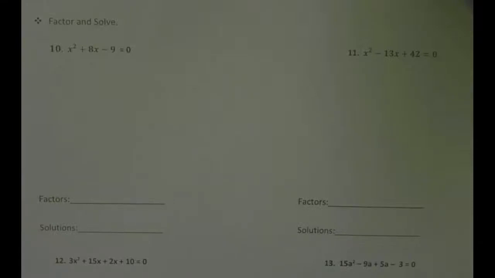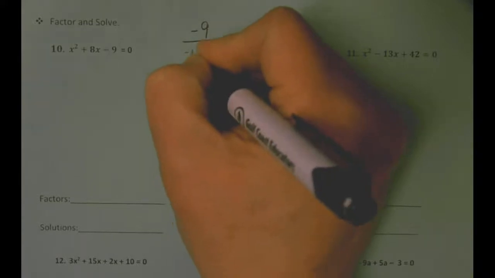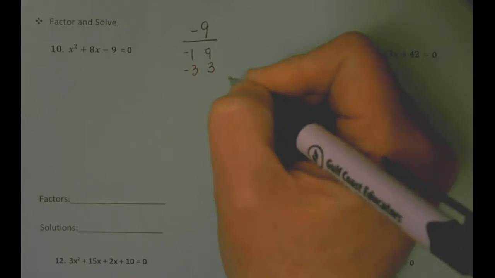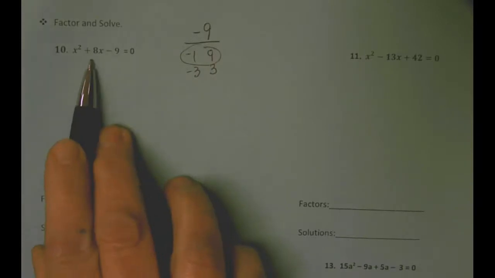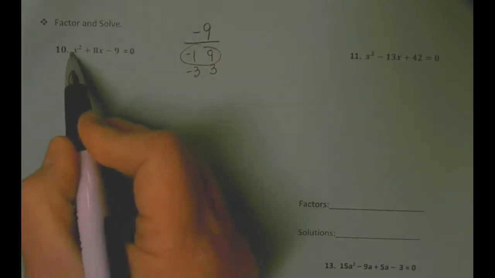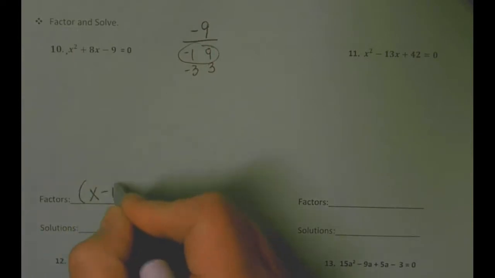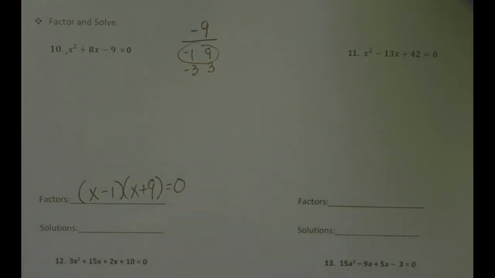Problem number 10 on part 2 of the fall final review. The factors of negative 9 are negative 1 and 9, negative 3 and 3, and this pair right here would add up to equal 8. Since this is 1, I can use my shortcut factoring. This would be x minus 1, x plus 9 equals 0. Those are my factors. They are not my solutions.